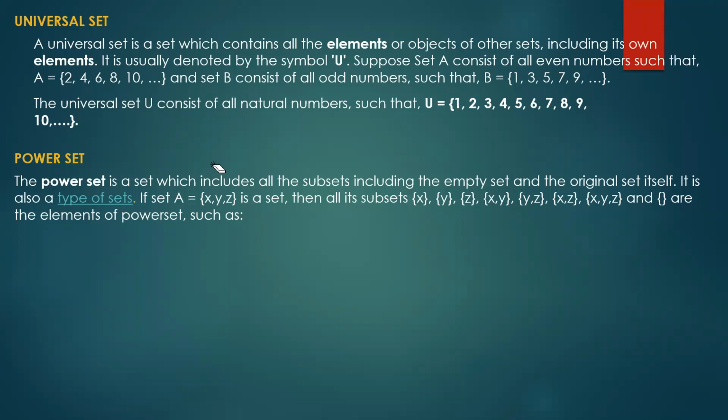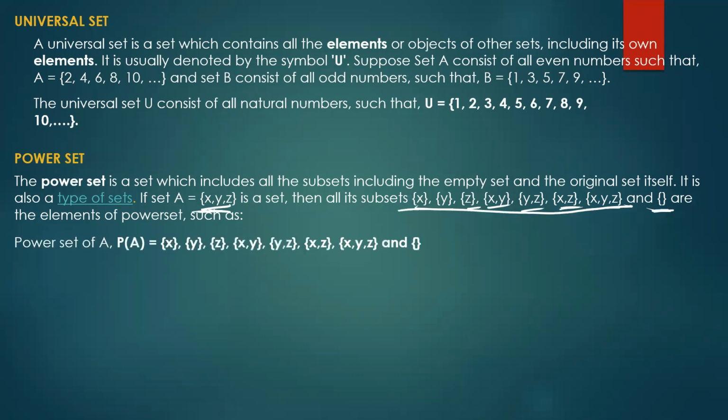So there's also an example here which says if set A is equal to {x, y, z}, then all its subsets are these. We have x, y, z, {x, y}, {y, z}, {x, z}, and then {x, y, z} as well, and also an empty set. These are the subsets of this set. Now the set that contains these same subsets is the one that we call the power set. So this is an example I gave.